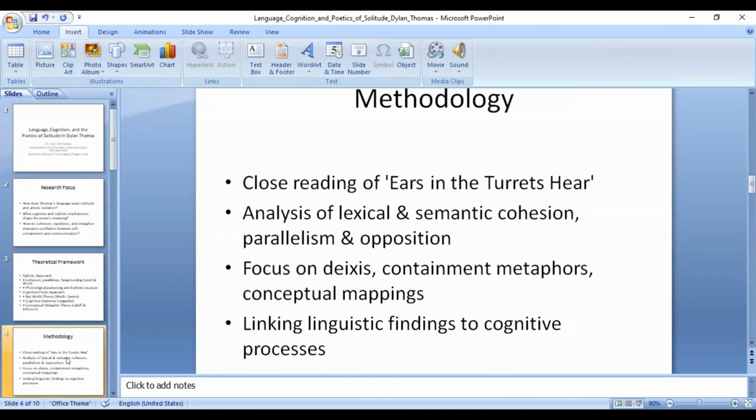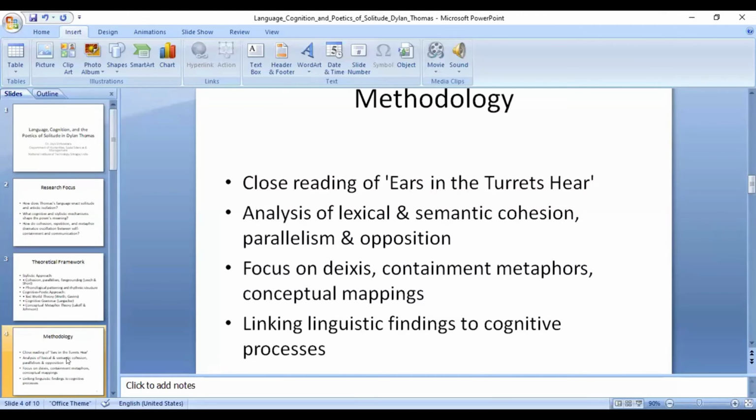The analysis of Dylan Thomas's "Ears in the Turret Hear" here is grounded in a dual framework that combines stylistic analysis and cognitive poetics. This methodological synthesis allows for an investigation of how linguistic form and literary imagination converge to represent artistic isolation and existential dilemma. While classical stylistics focuses on describing the structural and semantic organization of the text, cognitive poetics extends this inquiry to the mental processes through which readers construct meaning.